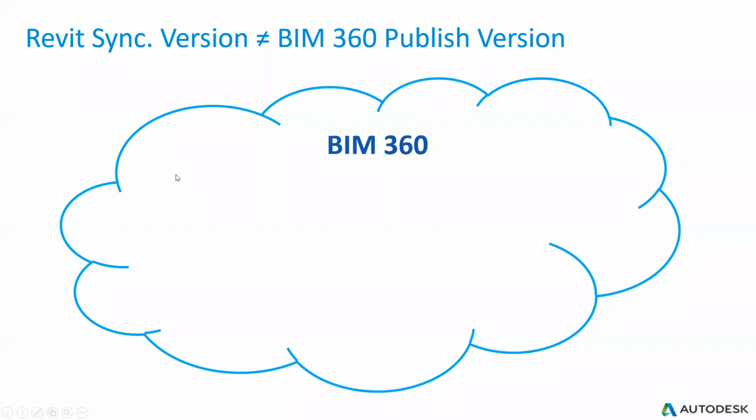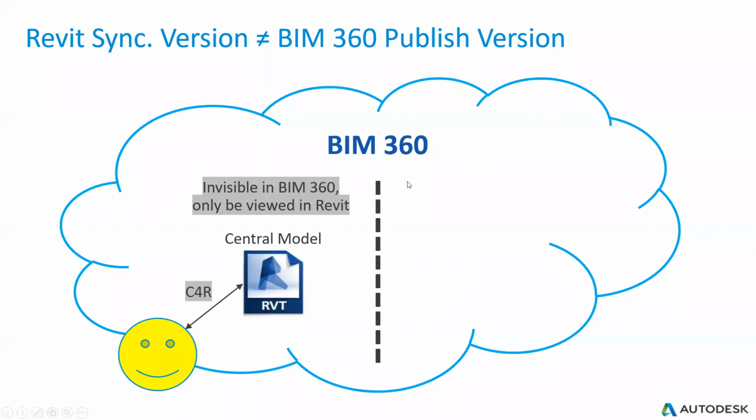I would like to explain something. In the cloud, I just mentioned we have a person, and then we work in Revit using C4R, Collaboration for Revit, to synchronize our model from desktop to the cloud.